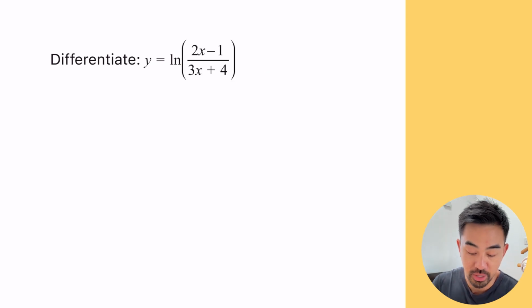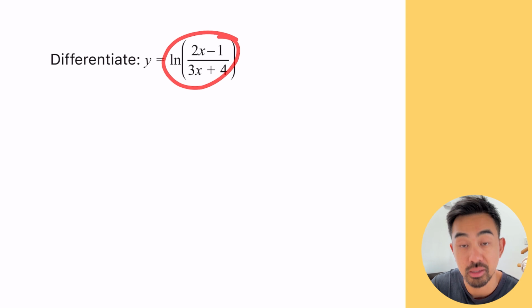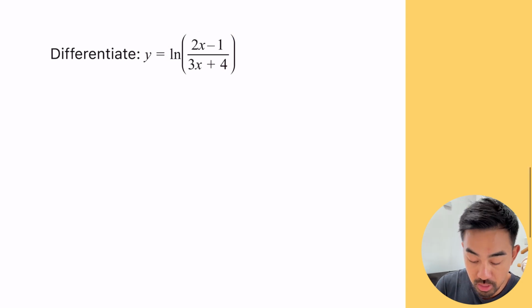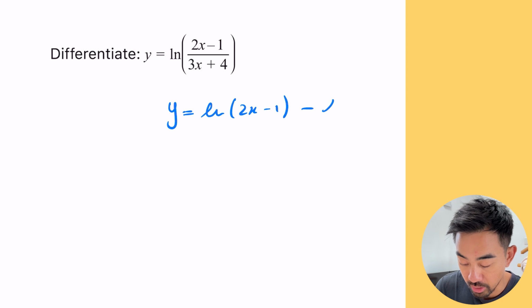All right, let's look at this example here. So we've got y is equal to ln of (2x minus 1) over (3x plus 4). So we've got a fraction here. Now, we're not going to be doing any quotient rules because I know that I can split this log up using my log laws by writing it like so. ln(2x minus 1), take away ln(3x plus 4).